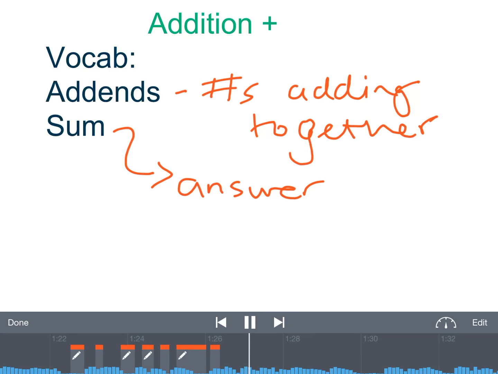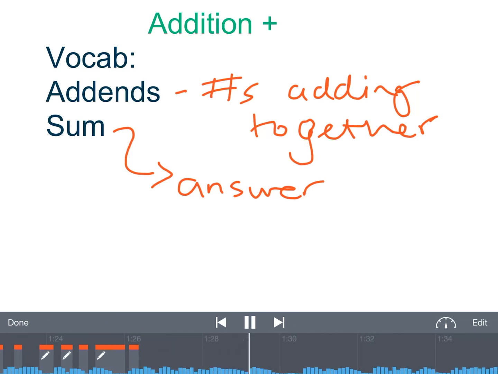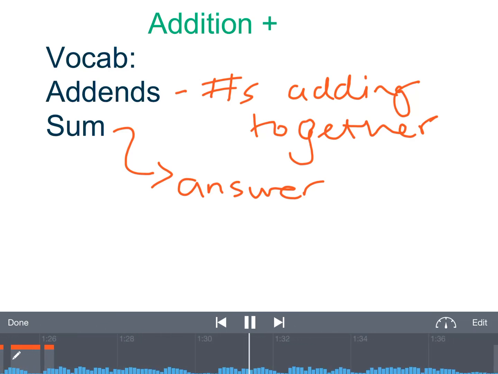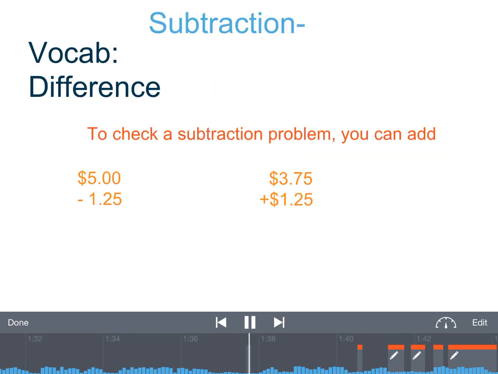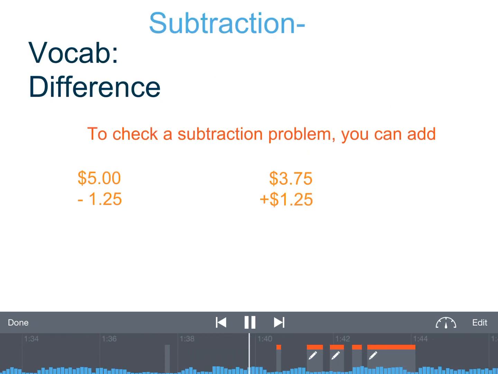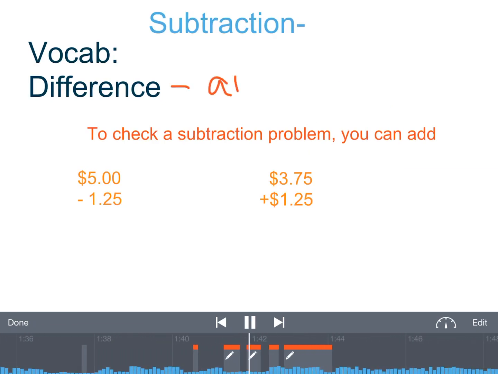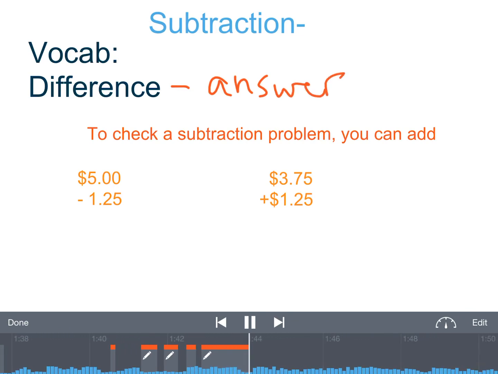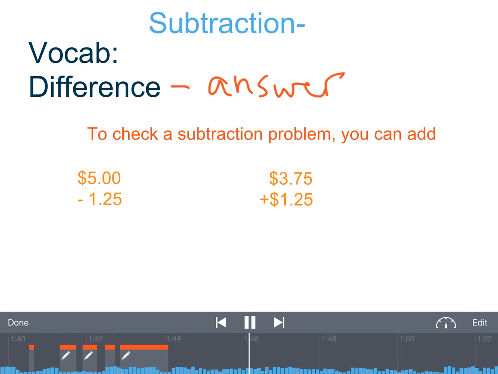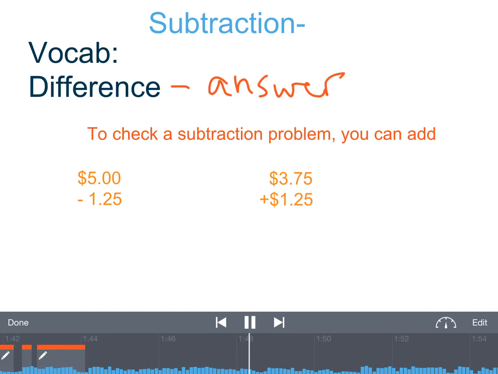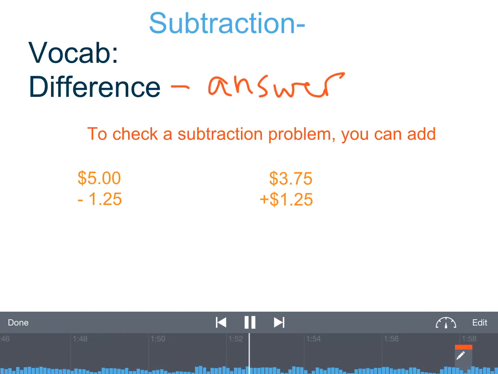We're going to have 4 different vocabulary words for answer by the end of the first 2 lessons. Here's our first one, sum. Whenever you hear the word sum, you know you're adding. In subtraction, the word for answer is difference. Whenever you hear the word difference, you know you're going to be subtracting. To check a subtraction problem, we can add. This is a very important thing.